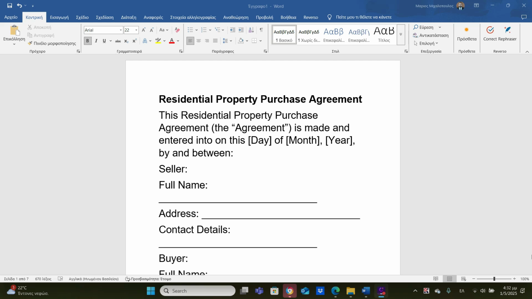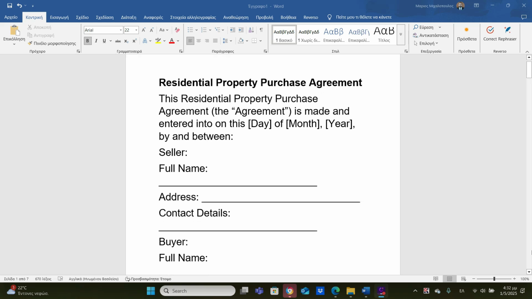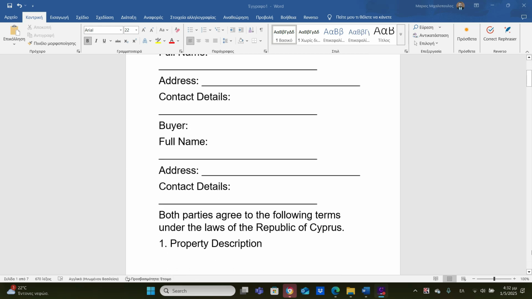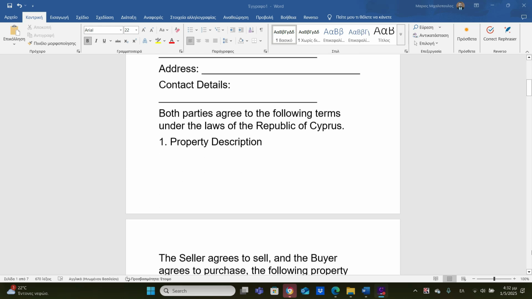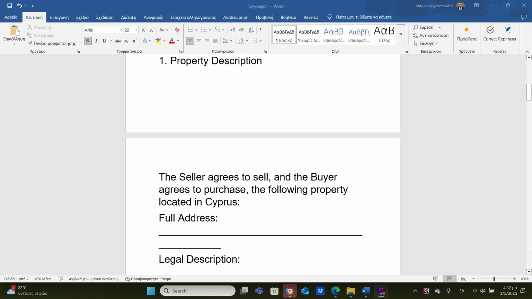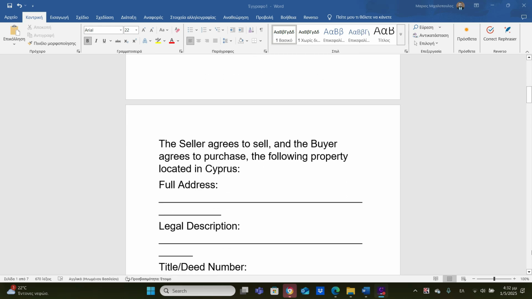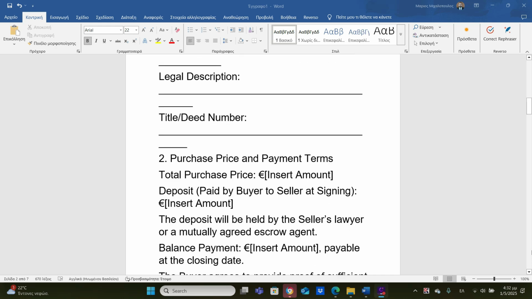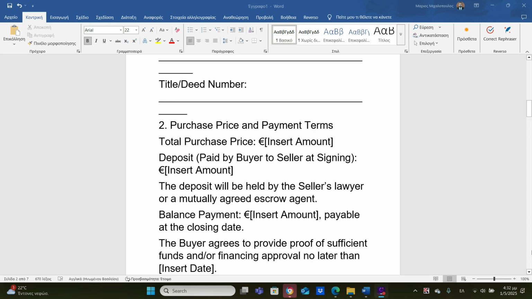Standard residential purchase agreements, key elements and purpose. A residential purchase agreement is a legally binding contract between a buyer and a seller that outlines the terms and conditions of a property sale. It is a critical document in real estate transactions, ensuring clarity and legal protection for both parties. Below, I'll break down the essential components and considerations of such agreements based on the provided information.